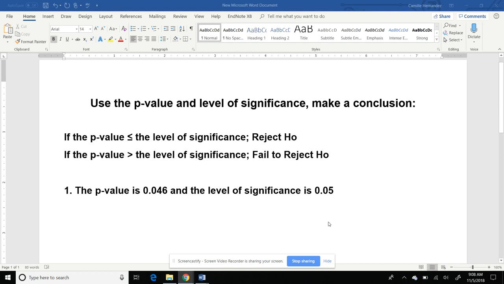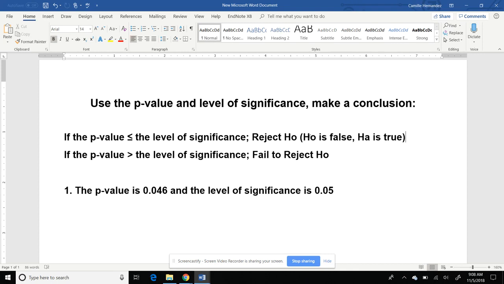Hi, I'm going to make a quick video about the p-value and the level of significance since some of you might be missing it. So for the first rule, if the p-value is less than or equal to the level of significance, you reject your null. What does that mean? That means the null is false and HA is true. But remember, there's a lot more going on with that, but I'm just trying to simplify it to help you.